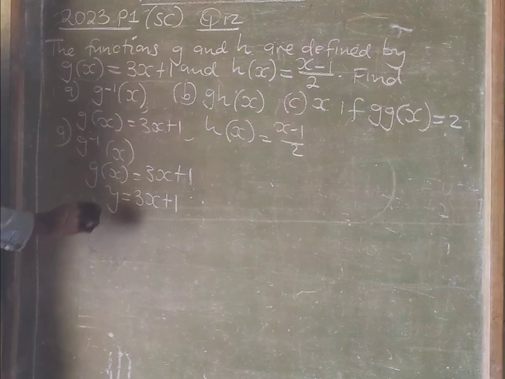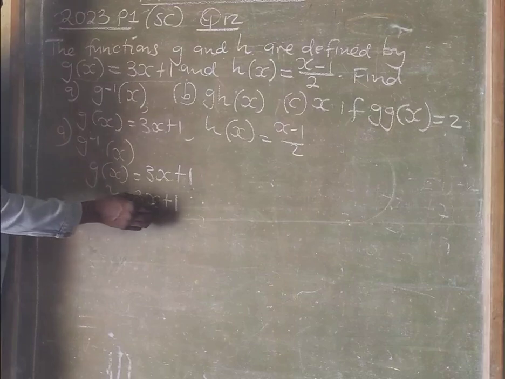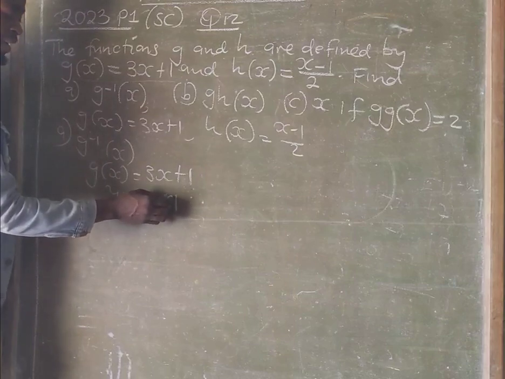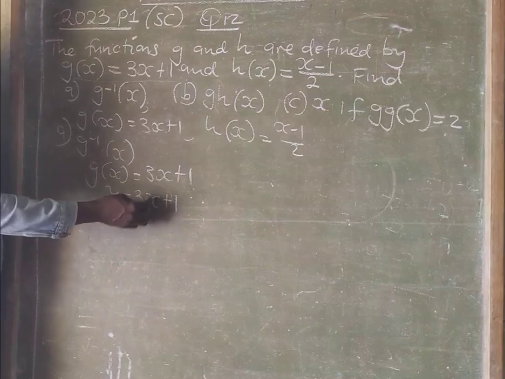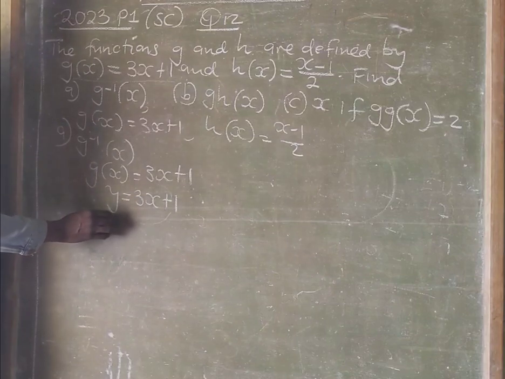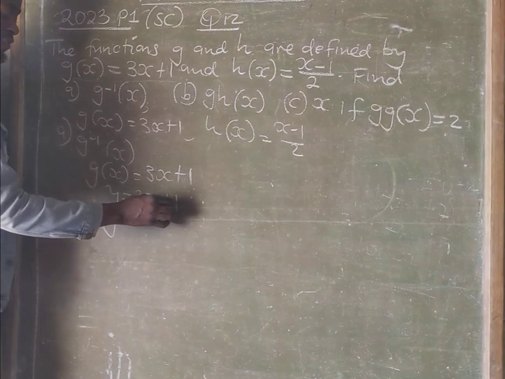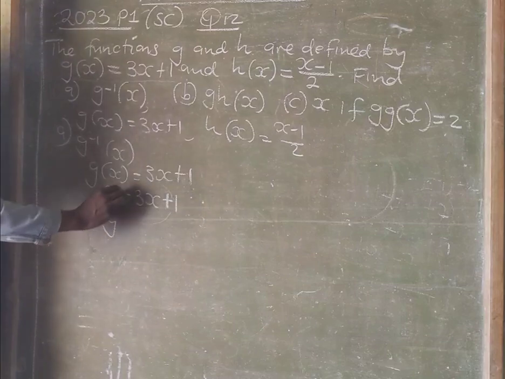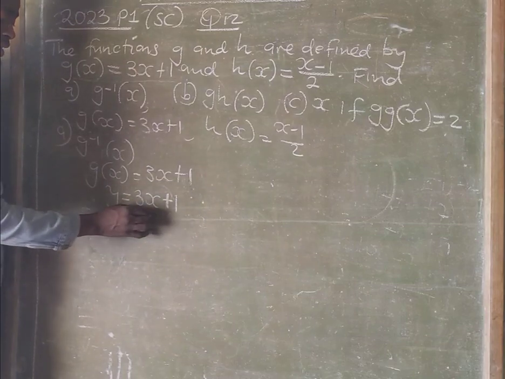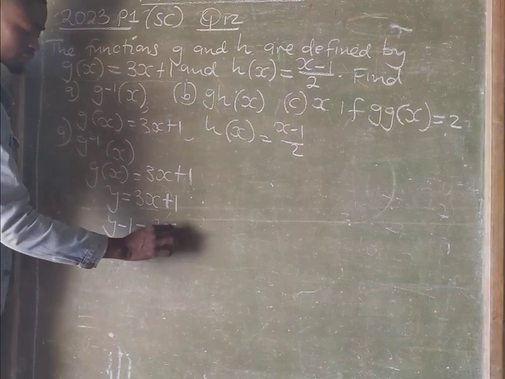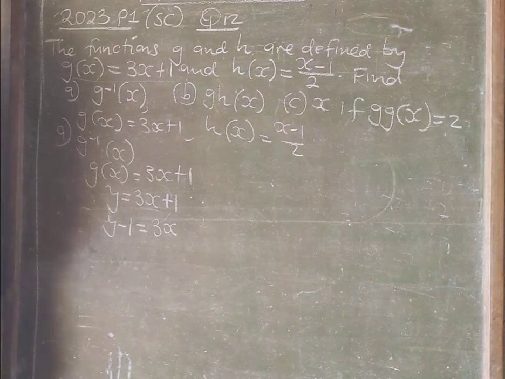How are we going to make x the subject? Since 3x, x is attached to 3, and we have plus 1. So we take this positive 1 across the equal sign to this side, so that 3x remains alone on the other side. It will be y minus 1 equal to 3x.